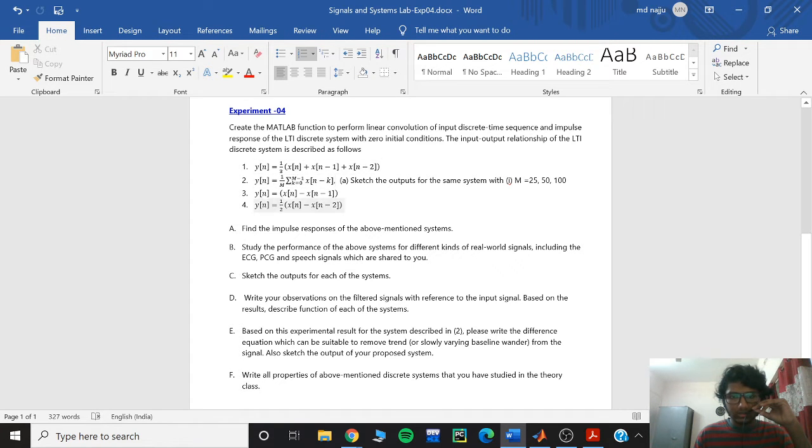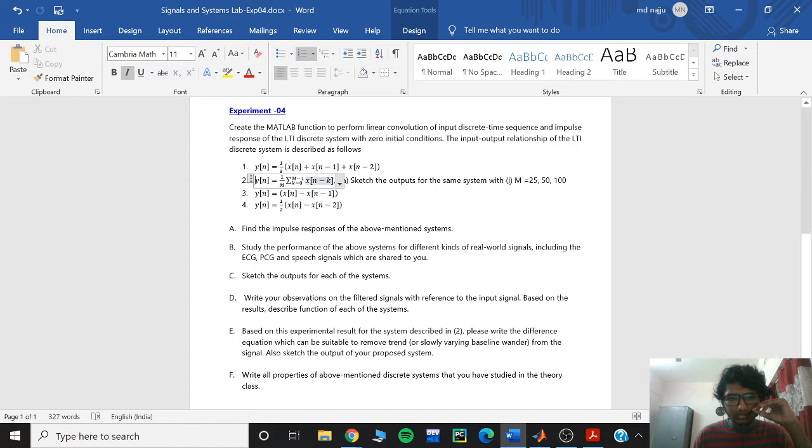These are discrete time LTI systems, and we are asked to find the impulse response for these four systems. The impulse response of these four systems is nothing but when you replace x of n with delta n, you get h of n, which is the impulse response of these systems. So for this first system, you can observe that the value of h of n will be 1 by 3 for n equal to 0, 1 and 2, and 0 everywhere else.